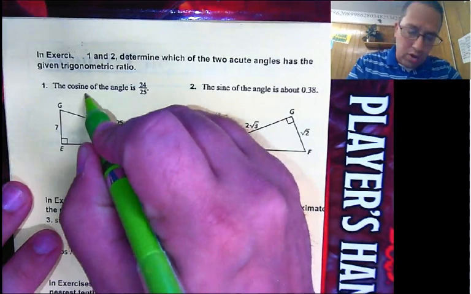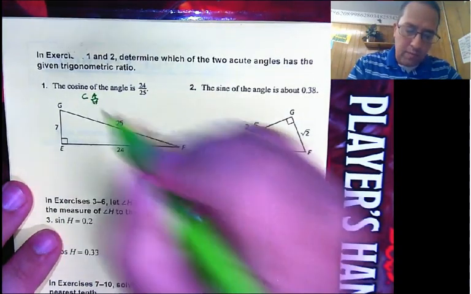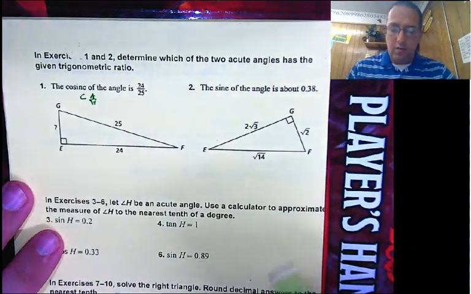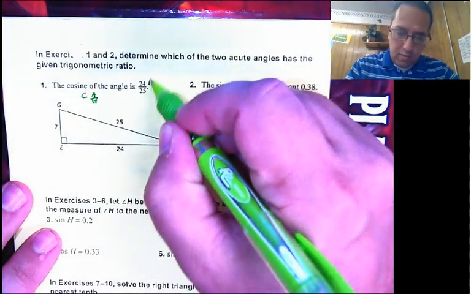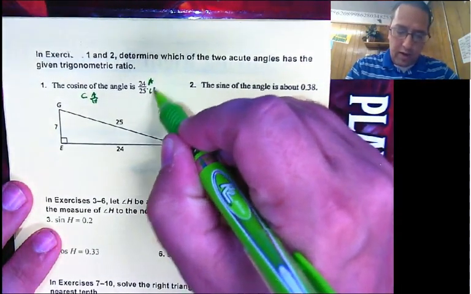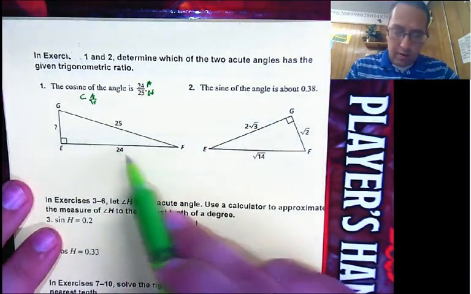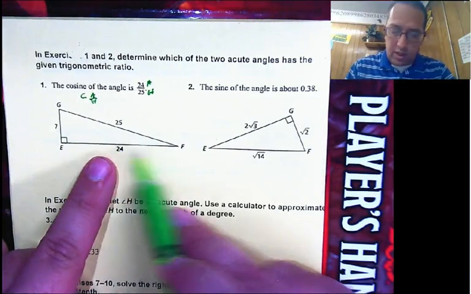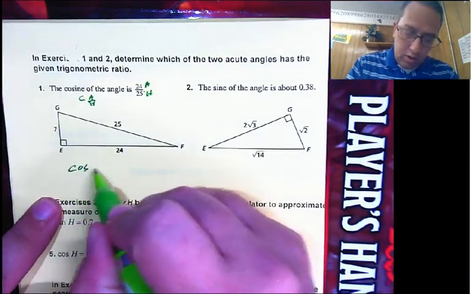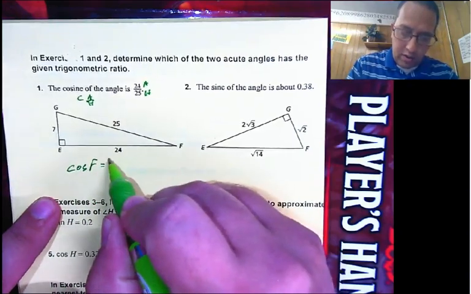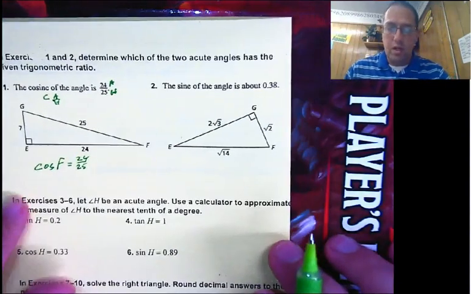Now, if you remember, cosine is adjacent over hypotenuse. It's the CAH from the SOHCAHTOA. So that means 24 must be adjacent and 25 must be hypotenuse. So there's 25 hypotenuse, and 24 is adjacent to F. So the cosine of angle F is 24/25.